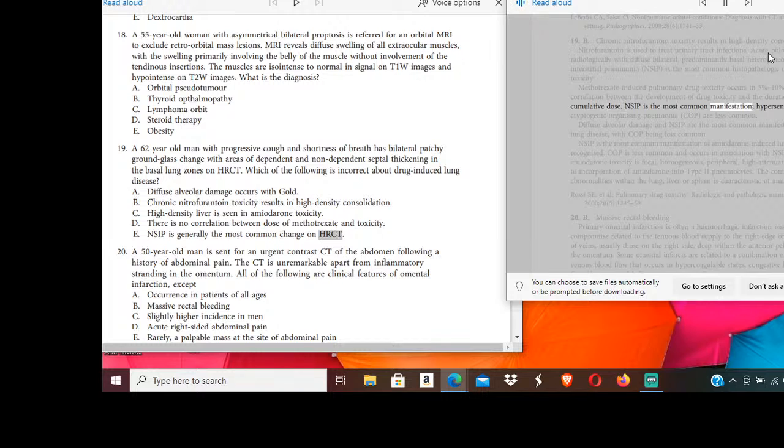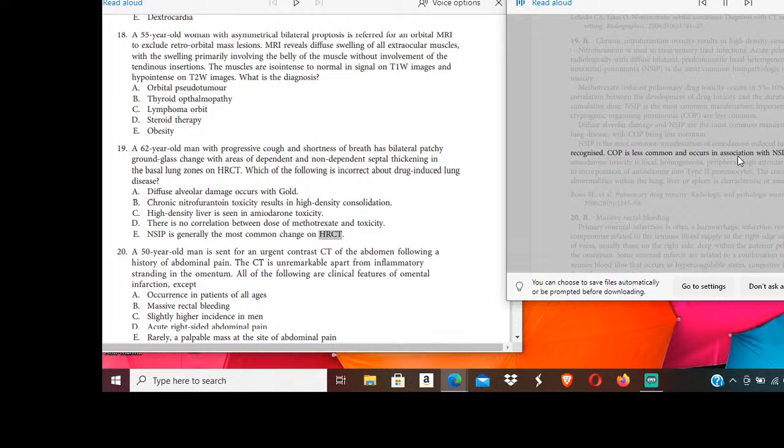NSIP is the most common manifestation. Hypersensitivity pneumonitis and cryptogenic organizing pneumonia, COP, are less common. Diffuse alveolar damage and NSIP are the most common manifestations of gold-induced lung disease, with COP being less common. NSIP is the most common manifestation of amiodarone-induced lung disease. Pleural effusion is recognized. COP is less common and occurs in association with NSIP.